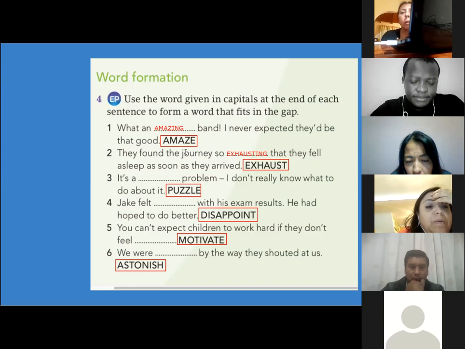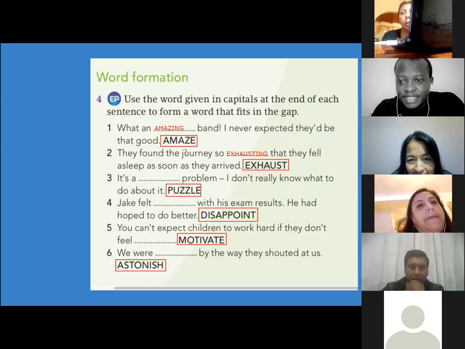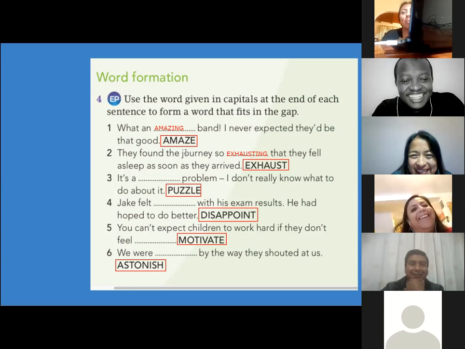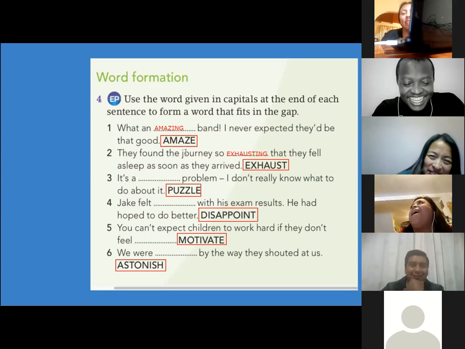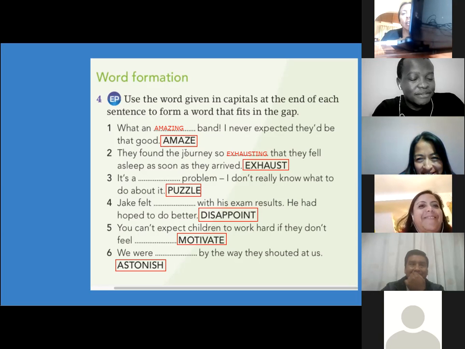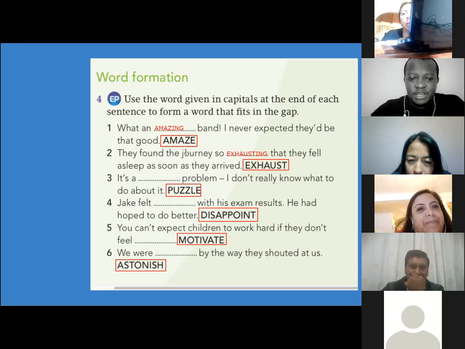And what was the cause? The journey. Yeah. Number 3, another volunteer for number 3, guys. Me. Okay, Veronica, please. Carla, you can have number 4. Veronica, number 3. Okay, it's a puzzling problem. I don't really know what to do about it. Puzzling problem.